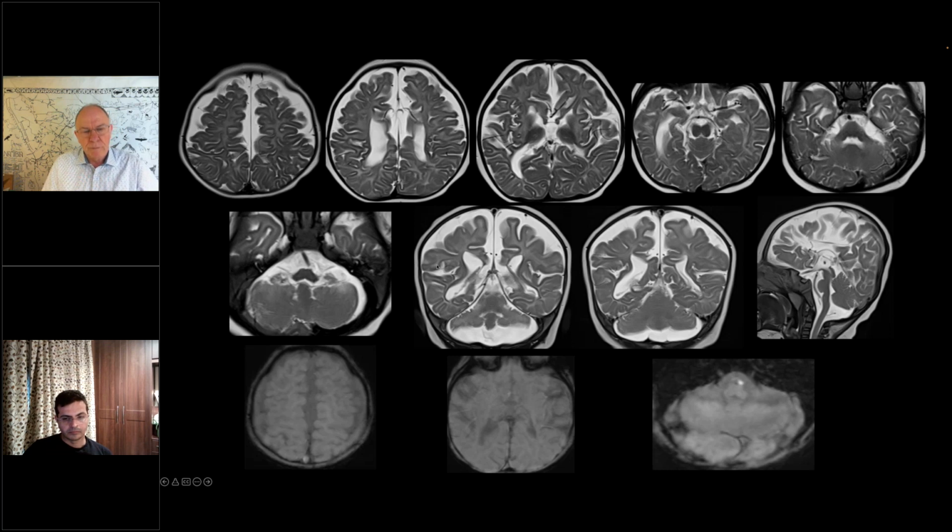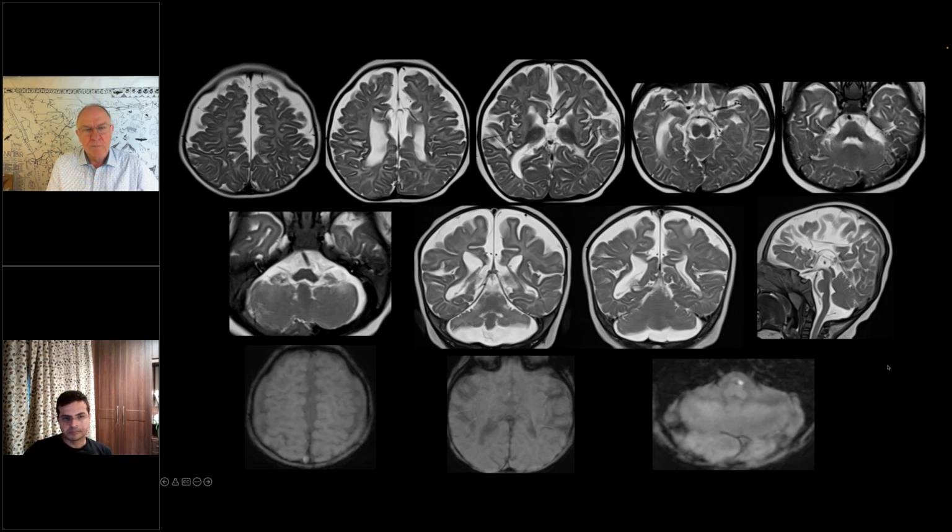And on the coronal images, you can appreciate that there is volume loss in the supratentorial brain parenchyma, with wavy outlines of the lateral ventricles on both sides. The cerebellar hemispheres are more severely affected in comparison to the vermis. On sagittal images, you can appreciate that the corpus callosum is extremely thinned out. There is hypoplasia of the brainstem. No abnormalities on the SWI-weighted sequences.